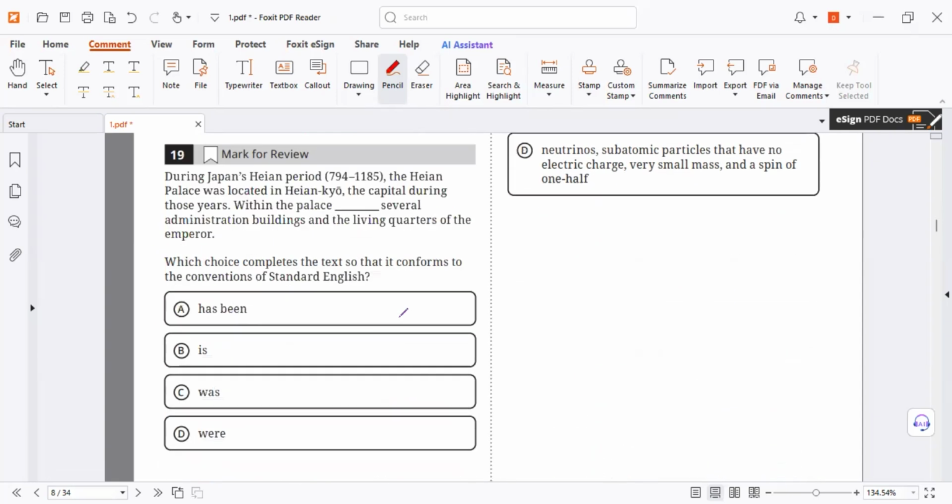Perfect. Yes. Look, singular, singular, singular. This is a hack. Plural. Wait. Within the preposition phrase, delete. Several administration buildings and the living quarters. So we have a compound. So you need plural. So it's letter D. A coincidence between the hack and the rule.